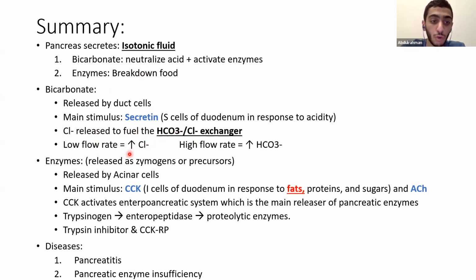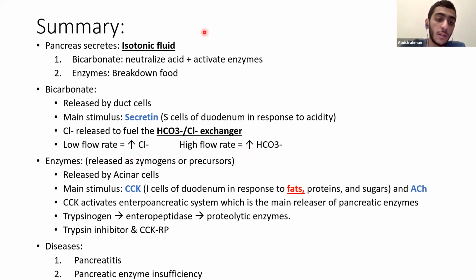If there is a low flow rate, there's not enough stimulation, which means we don't need so much bicarbonate. Therefore, it's going to have a lot of chloride and too little bicarbonate. Most of the bicarbonate will be reabsorbed. However, if there is a high flow rate, that means we're having too much stimulation, we're telling the pancreas to work. We have so much acid, we need to get rid of the acid. So we're going to have increased bicarbonate and decreased chloride.